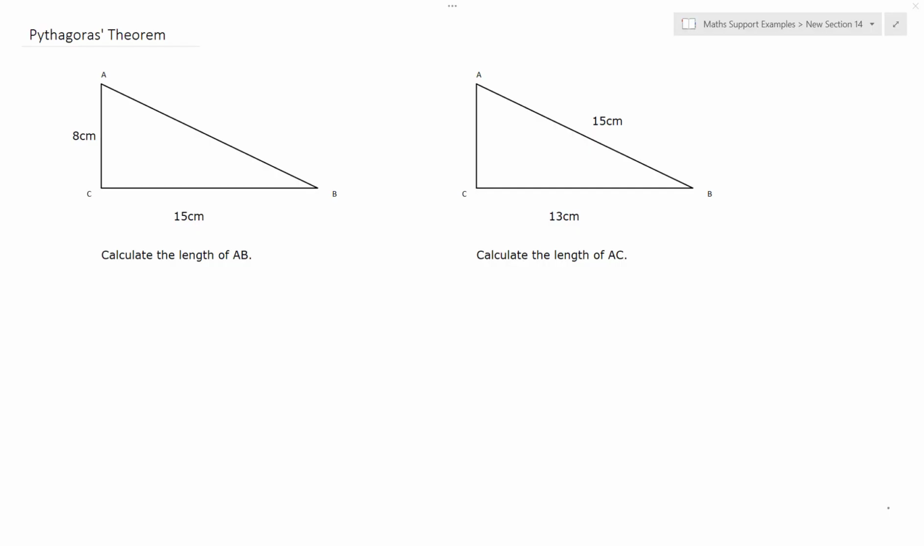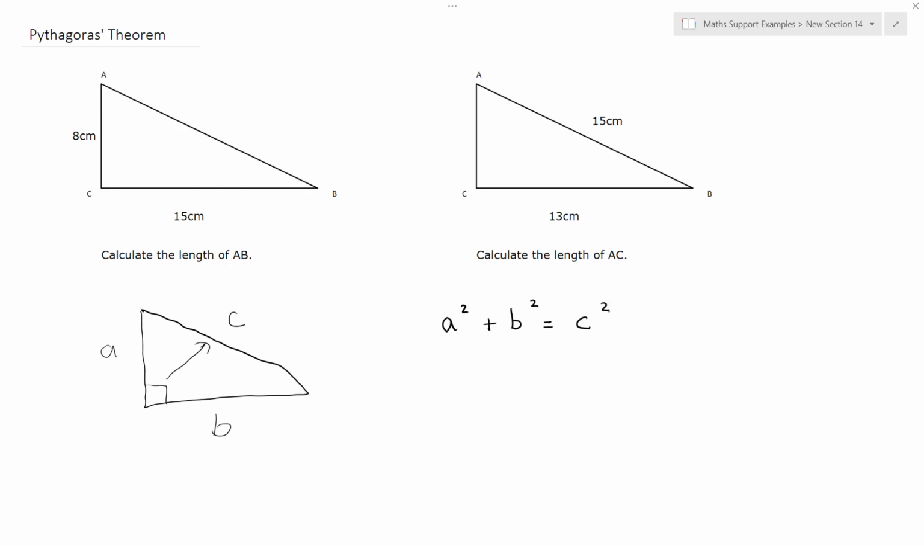For this example, we've been asked to use Pythagoras' theorem to calculate the missing sides on the following two triangles. Now, Pythagoras' theorem tells us that for a right-angled triangle, the square of the hypotenuse is equal to the sum of the squares of the opposite two sides. Remember, the hypotenuse is always the length opposite the right angle. So Pythagoras' theorem tells us a squared plus b squared is equal to c squared.